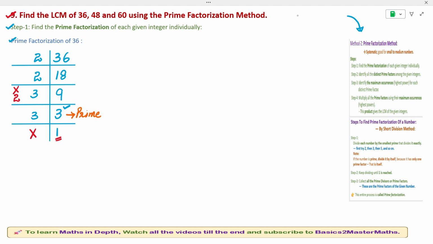Finally, collect all the prime divisors. In this case, they are 2, 2, 3 and 3. So, prime factorization of 36 is 2 multiplied by 2 multiplied by 3 multiplied by 3. Got it?